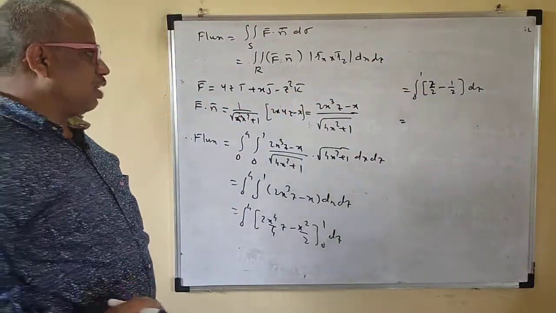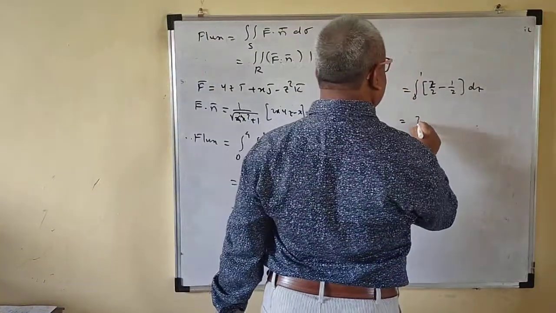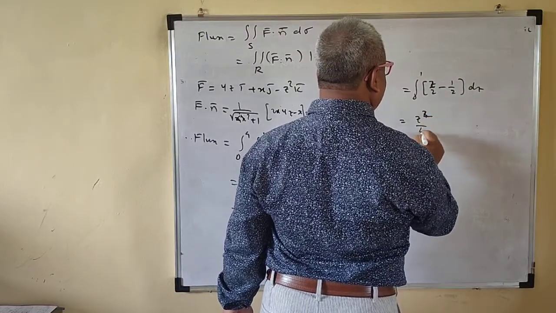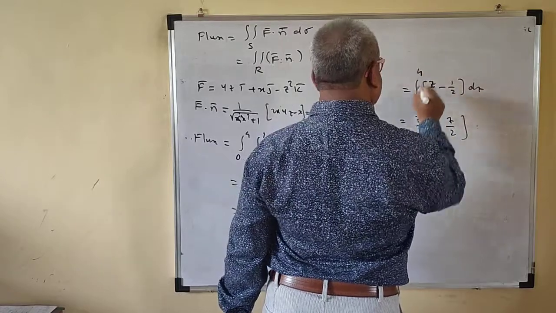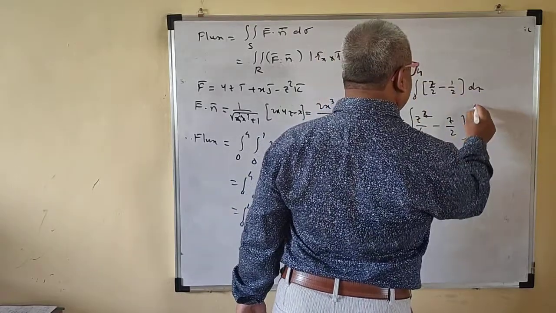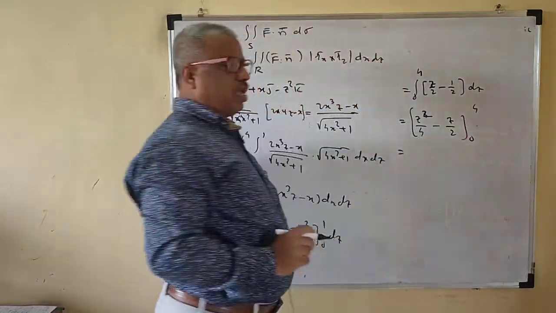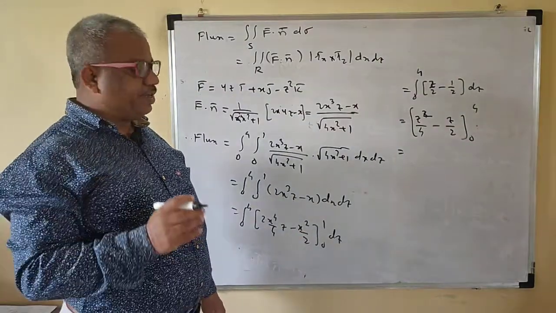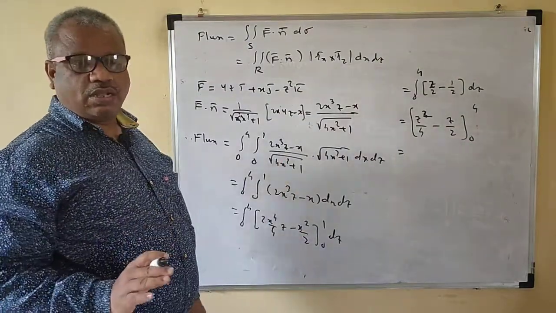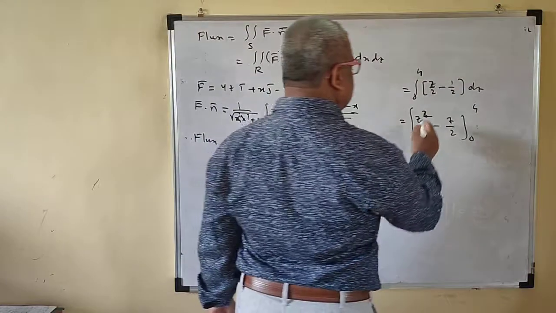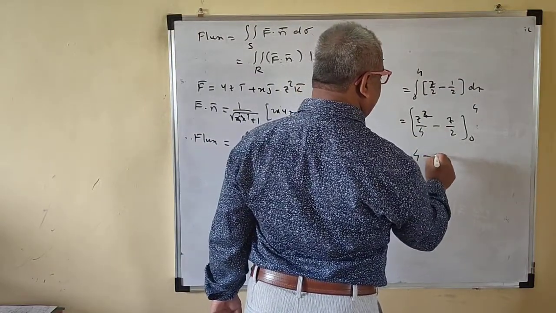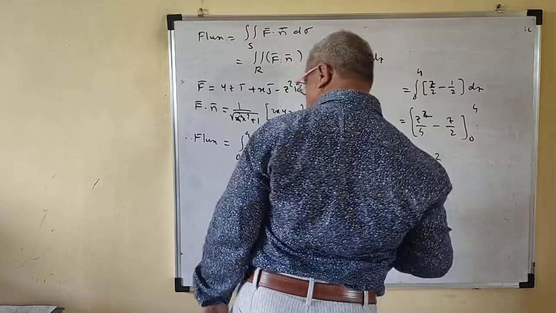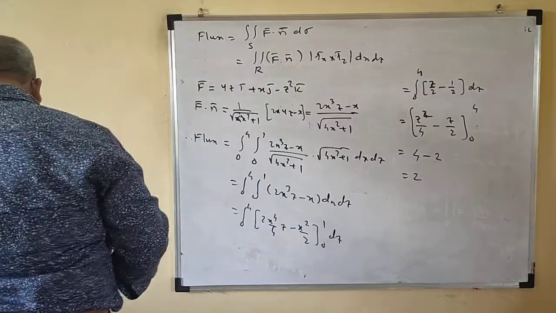Now we integrate with respect to z. This is z square by 4 minus z by 2, from 0 to 4. If you put z equal to 0, everything is 0, so we put only the upper limit. That is 16 by 4, which is 4, minus 4 by 2, which is 2. So this is 2, and your flux is 2.